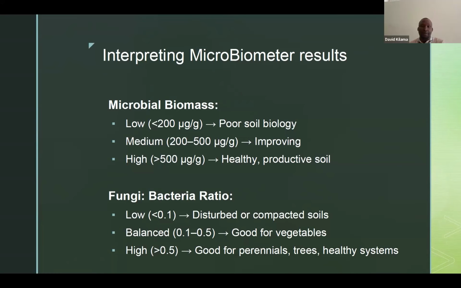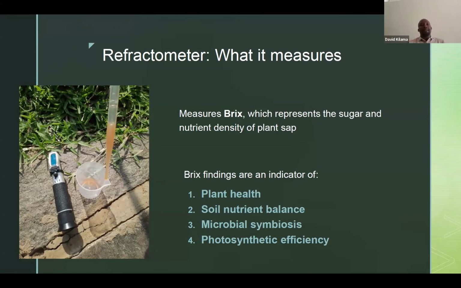If the ratio is from 0.5, it means that your soil is now better to accommodate most of the plants. Then another method that we are using also at our demonstration site is the refractometer. It's a very simple tool that you can use and get your result within not more than 5 minutes.